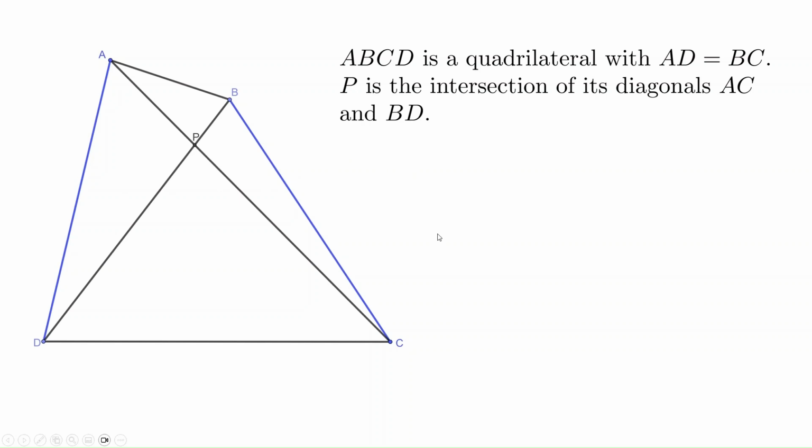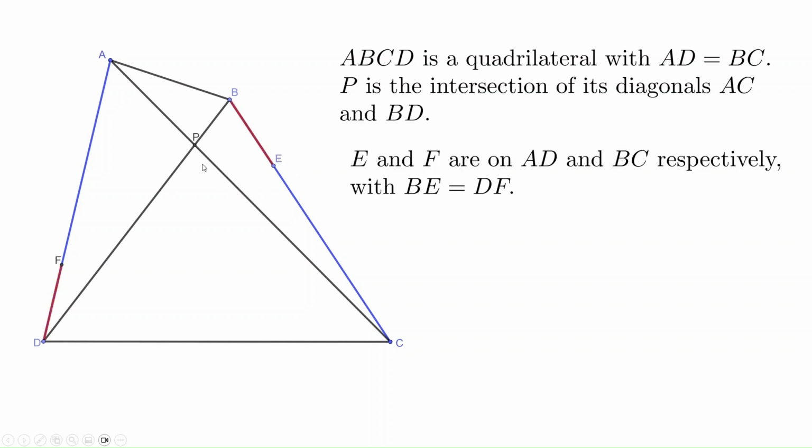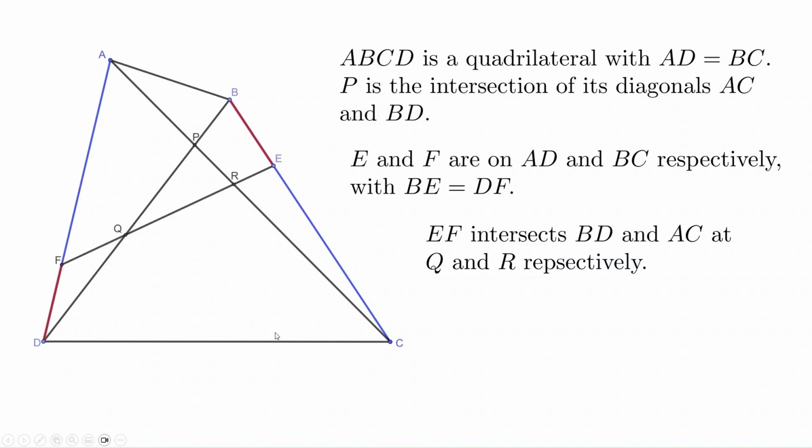ABCD is a quadrilateral with AD equals BC. P is the intersection of its diagonals AC and BD. E and F are on side AD and BC respectively with BE equals DF. The segment EF intersects the diagonals BD and AC at Q and R respectively.